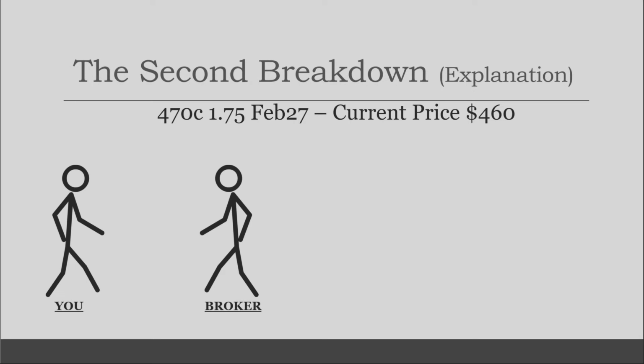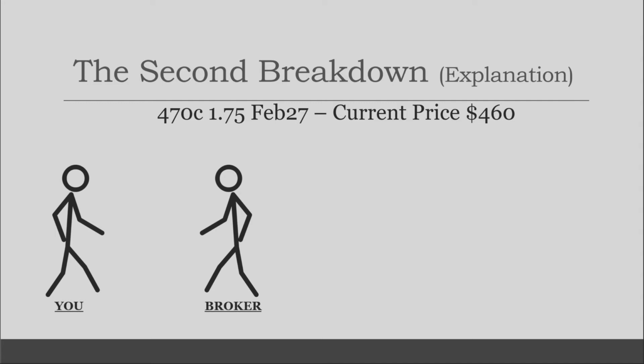I understand how it can be difficult to comprehend options with just words. So I've created a simple animation to help you visualize and understand greater. Let's use the example from the last slide. 470 call, $1.75 premium, expiring February 27th, with the current share price being $460 per share. This is how you would go about buying the contract.